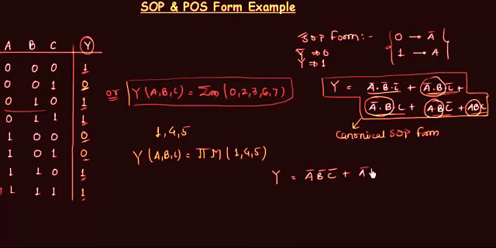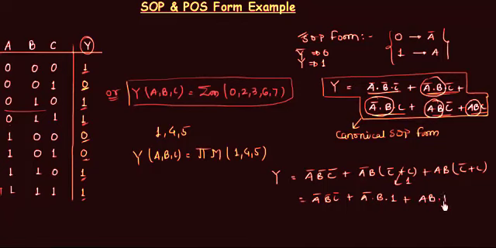Taking A complement B as common, in bracket I am left with C complement or C, and from the last two terms I have AB, in bracket C complement or C. Now you very well know that C complement or C is equal to 1. So I have A complement B and a 1. The C complement or C is equal to 1. In the same way I have A B and a 1.